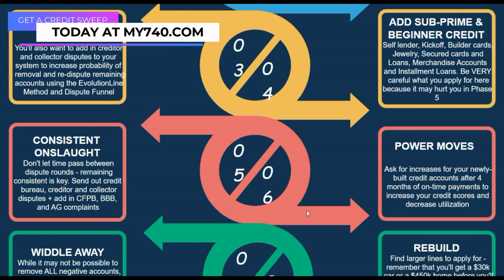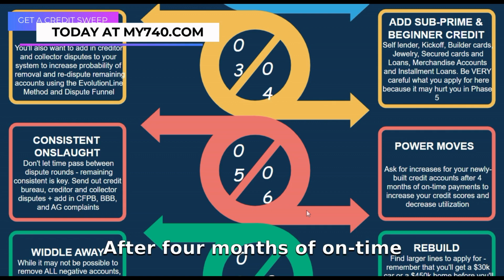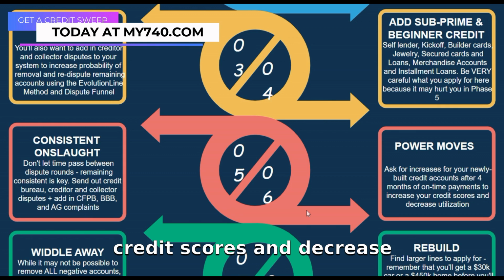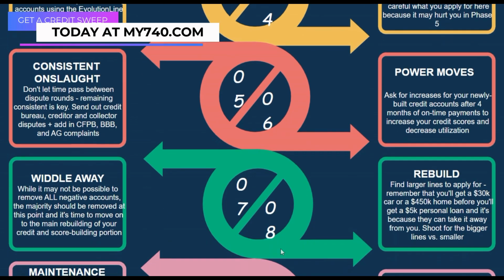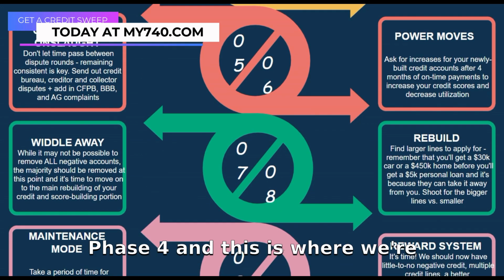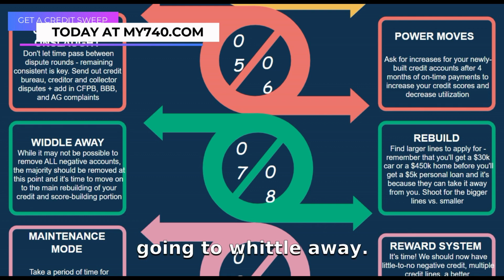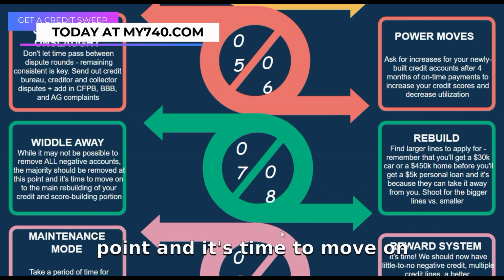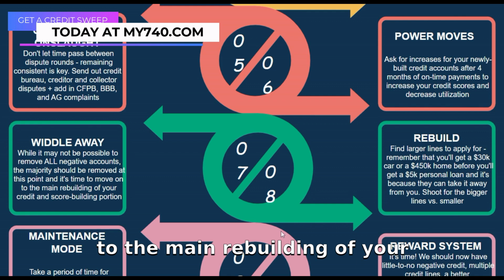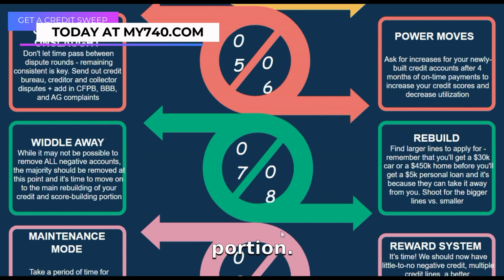And now you are making power moves. So you want to ask for increases for your newly built credit accounts after 4 months of on-time payments to increase your credit scores and decrease your utilization. All right, so here we are in phase 4, and this is where we're going to whittle away. Now, while it may not be possible to remove all your negative accounts, the majority should be removed somewhere around this point, and it's time to move on to the main rebuilding of your credit and score building portion, okay?